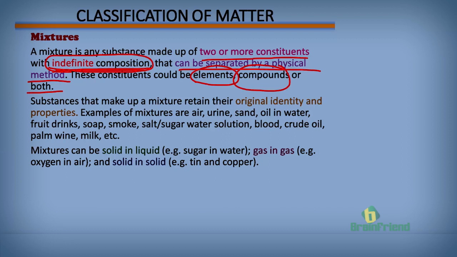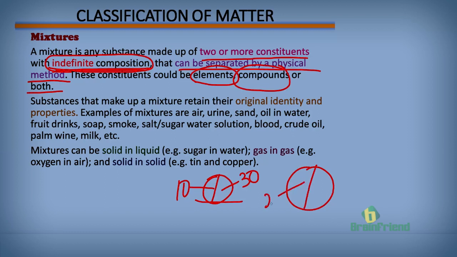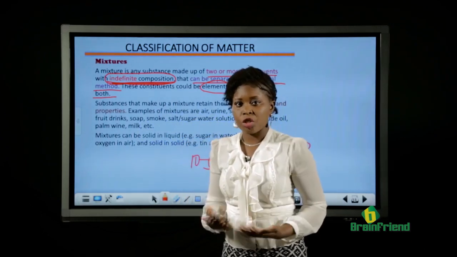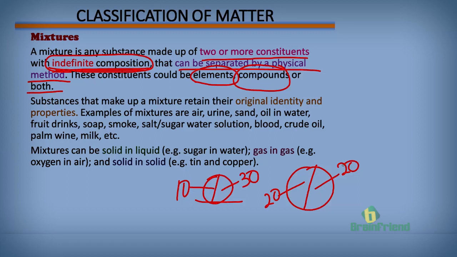You can find that particular substance in this composition today, maybe 10% this way. Let's say a substance that has two constituents making it up. This side is 10% and this side is 30%. You can still find this same substance in maybe another environment, and you would have one constituent as 20 and the other constituent as 20. So there is no definite composition of the constituents that make up a mixture. And mixtures too can be separated by a physical method. We can use any of the physical methods available, of course the appropriate physical method to separate mixtures.